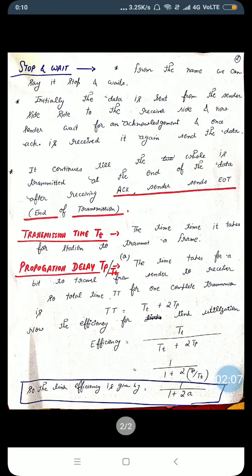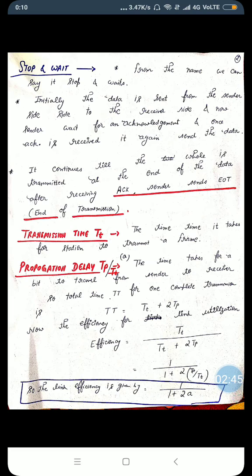Stop and wait protocol and its working. From the name we can say stop and wait. Initially the data is sent from the sender side to the receiver side, and now the sender waits for an acknowledgement, and once the acknowledgement is received it again sends the data. It continues till the whole data is transmitted. At the end of the data, after receiving the acknowledgement, the sender sends EOT, that means end of transmission.